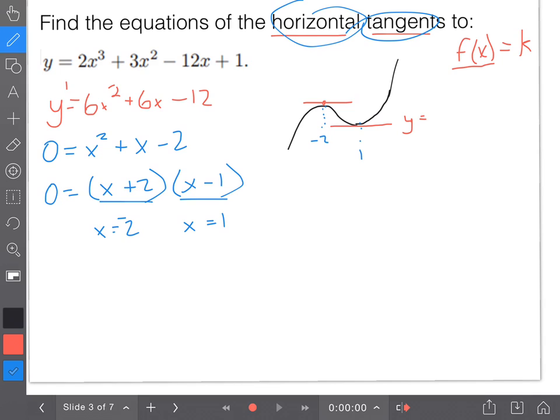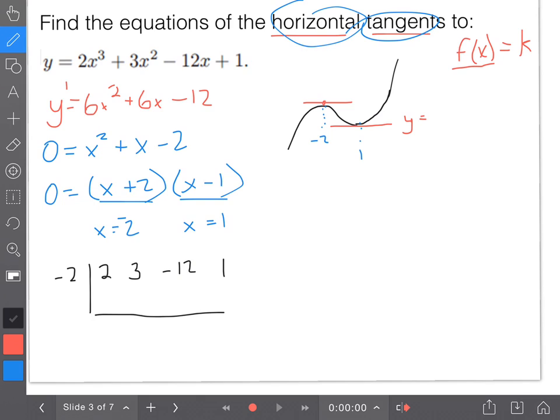Now, how do I get the y value for my horizontal tangent? Well, I'm going to put that into my equation. So if I put negative 2 into my equation, then I will get some number. Now, I'm going to show you how to do synthetic substitution because I don't want to plug this in. One way to do this would be to put the negative 2 in and work it out. But with synthetic substitution, you can take the negative 2, and we're going to put the coefficients. The coefficient of the x cubed was 2, the x squared was 3, the x is negative 12, and the constant is 1.